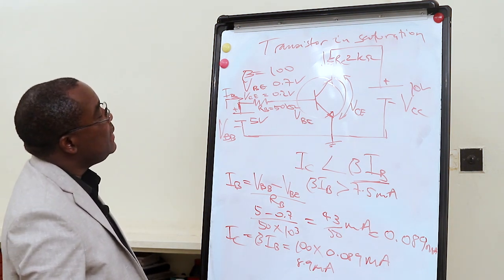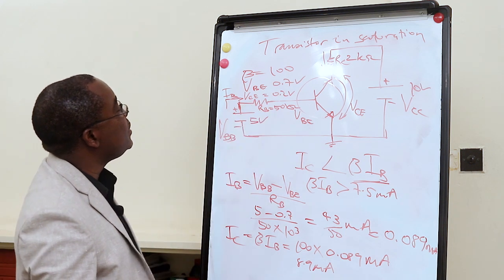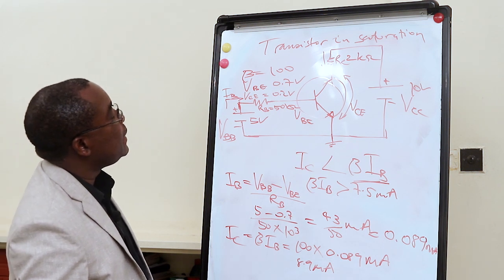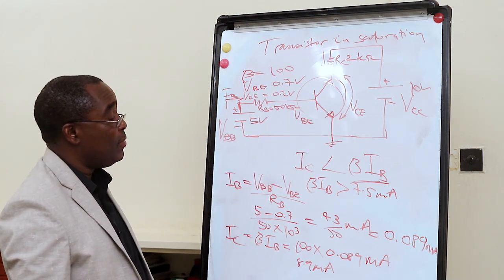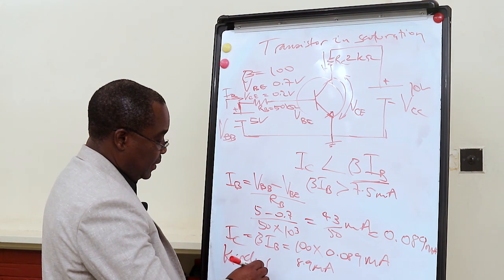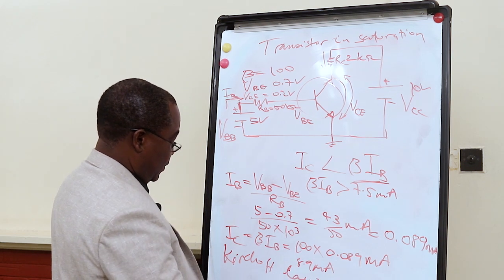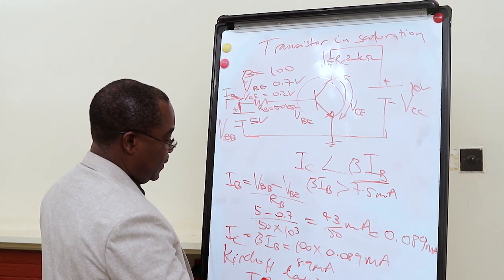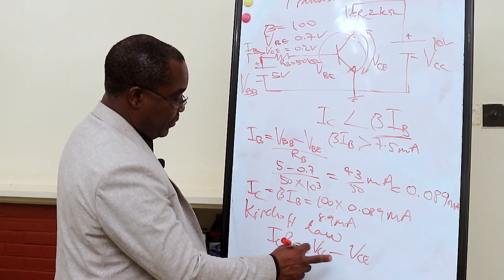So let's find VCE. Here we have VCE 0.2. And also, we can have IC here from Kirchhoff's voltage law. From Kirchhoff's law, we have IC RC is equal to VCC minus VCE. So we can have also IC here.